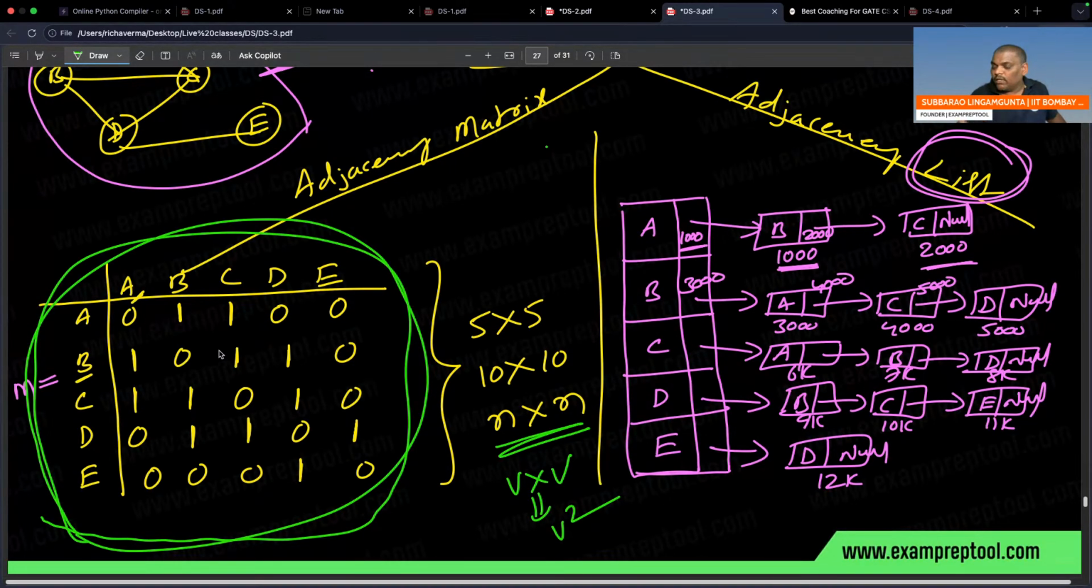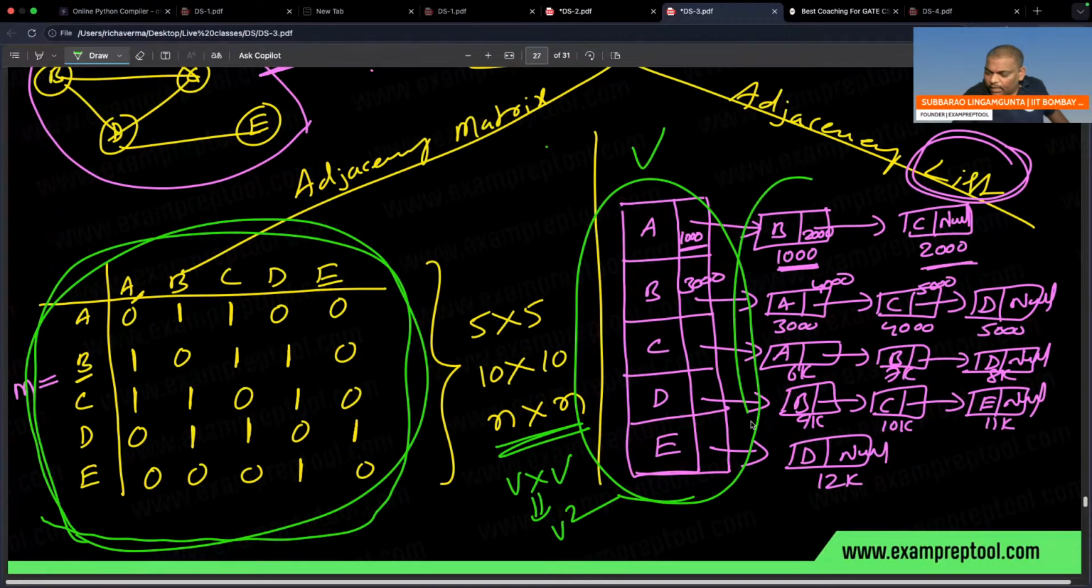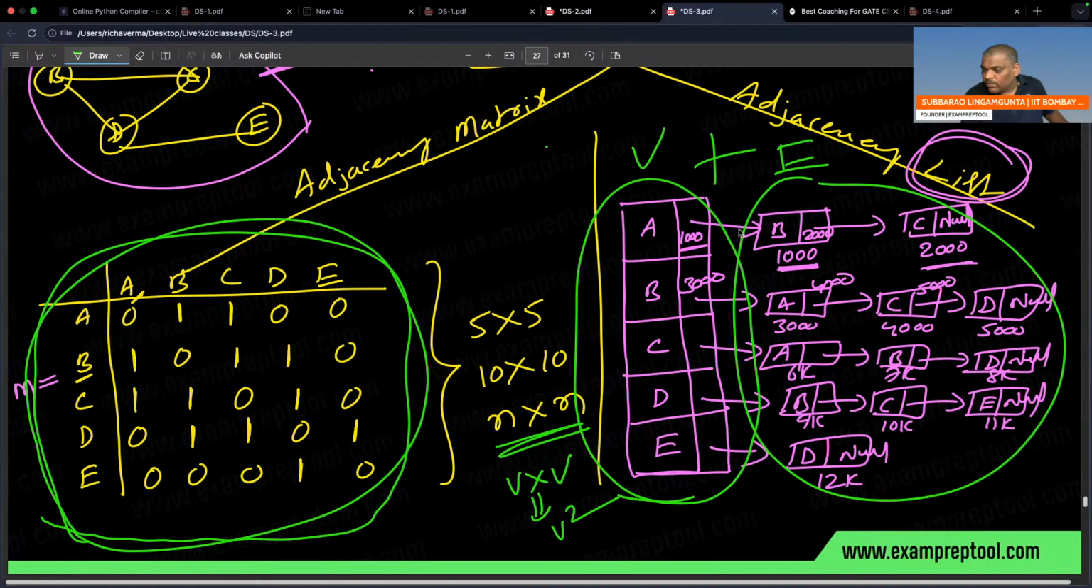Next one. If you want to visit this graph in the form of a list, see this one. This is V time. This is E time. So totally V plus E time. In the list, if you want to visit the graph, it takes V plus E time. Vertices you have to visit, and their lists also you have to visit. The lists contain the number of edges, how many? That much, approximately 2E. So now come back.